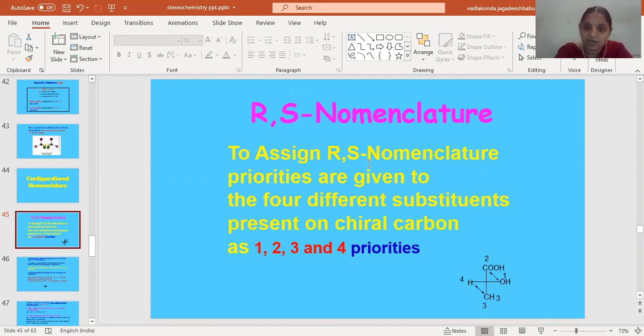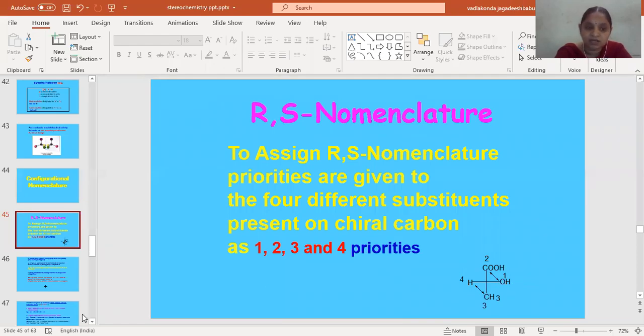Now, how to give RS nomenclature to a compound? For example, here we have one compound, and this is a chiral carbon. This carbon has 4 different groups around it. Initially we have to give a numbering to the groups which are attached to the carbon, based on priority. How to give priority to a group will be based on the Cahn-Ingold-Prelog rule.